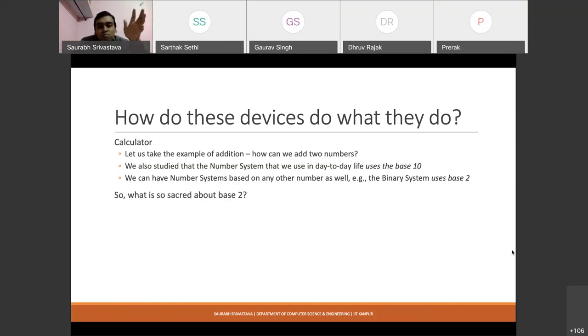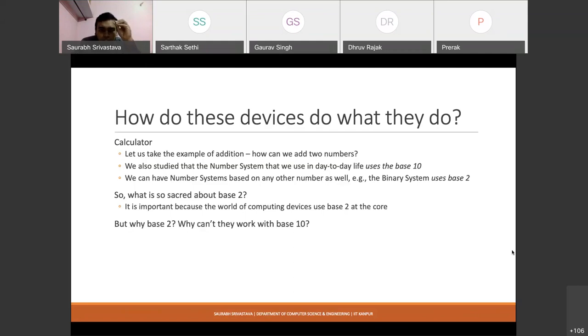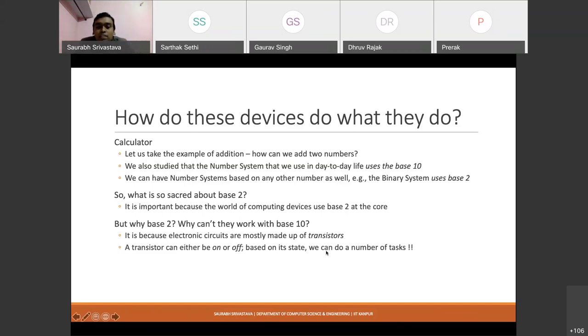Now the question is, why 2? Why is it not 3, 4, 5, 7, or 9? The reason is that the whole world of computing devices works on something called transistors. A transistor is an electronic component, and you will read about transistors in your course on basic electronics. A transistor can have only two states. It can either be on or off. So there are two things I can represent with a transistor: a zero or a one, based on whether the transistor is off or on.